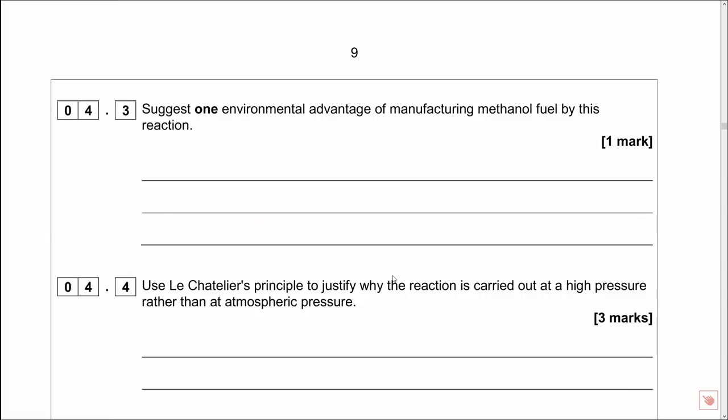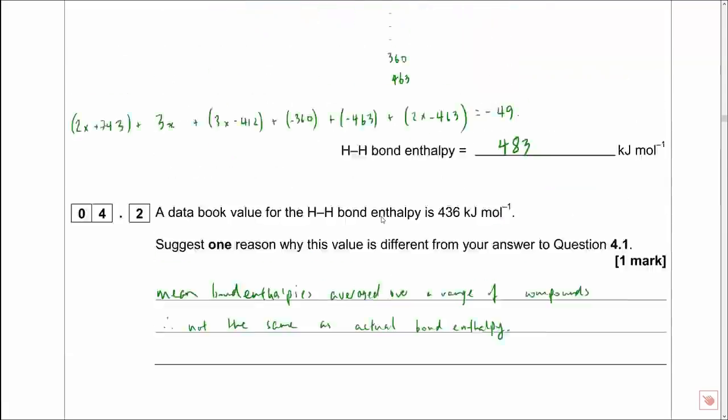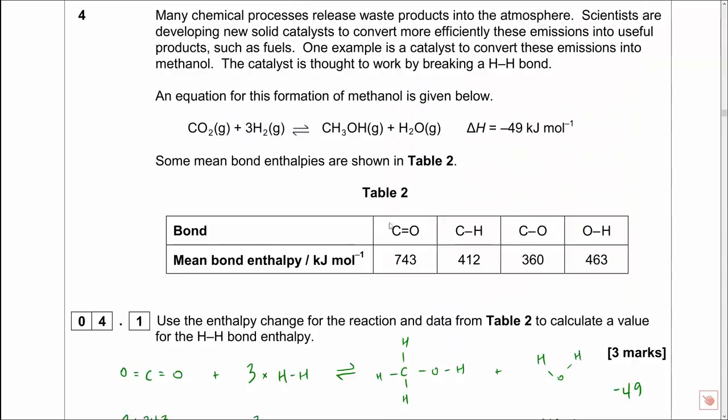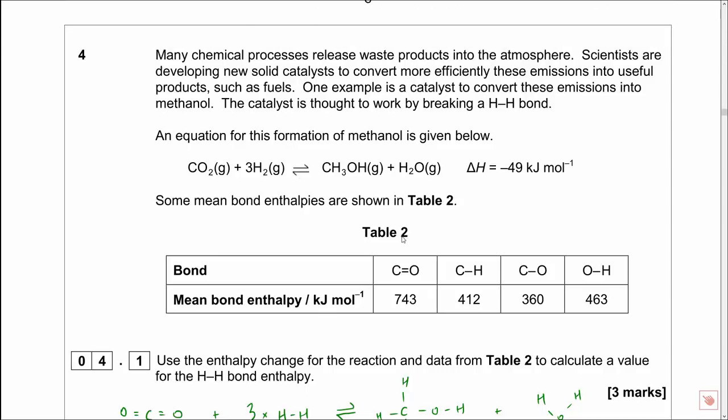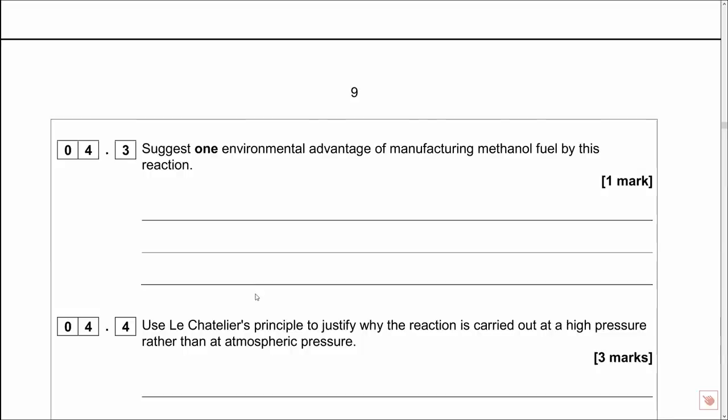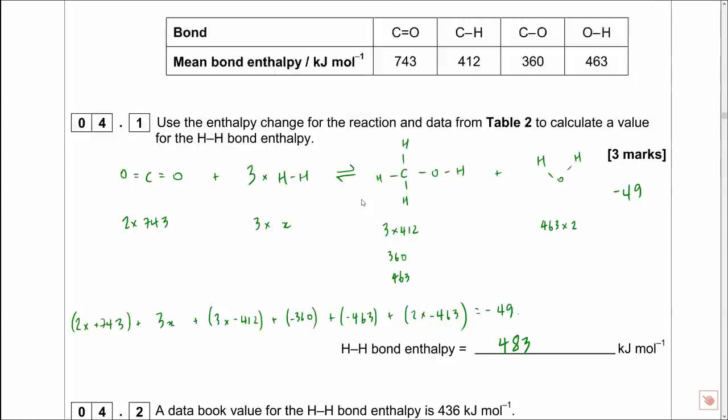4.3: suggest one environmental advantage of manufacturing methanol fuel by this reaction. Let's have a look. So, scientists are developing new catalysts. Okay, so basically, we're using carbon dioxide. One environmental advantage: we are using CO2 in the reaction, and that's an environmental advantage because it obviously reduces climate change and all the rest. So, the CO2 is being used.